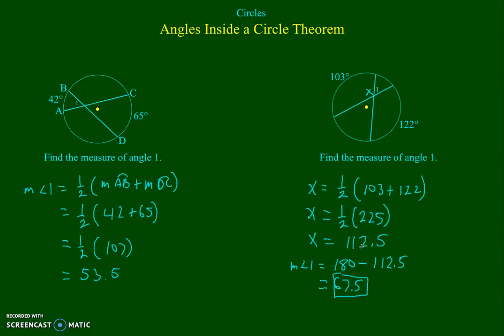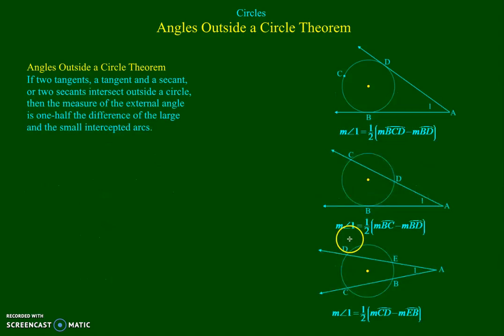And this theorem is related, but it's different because the angles are going to be outside the circle instead of inside. Here we have the angles outside a circle theorem. And it looks a little complicated, but it's not as bad as it looks.